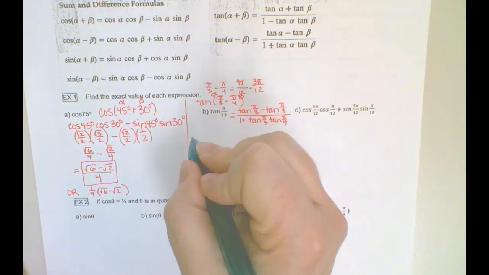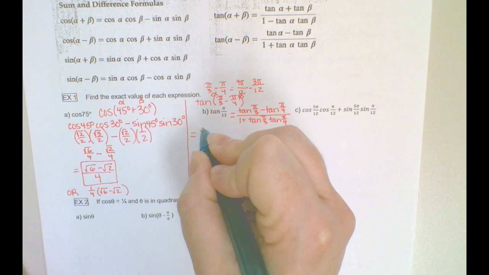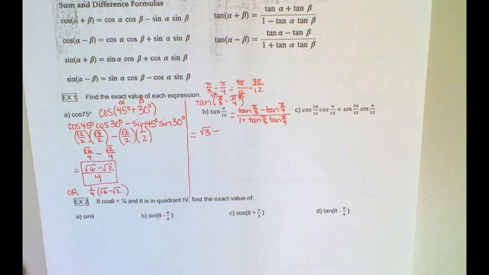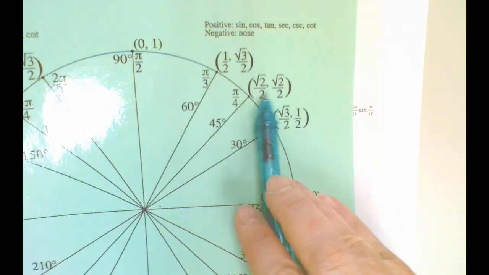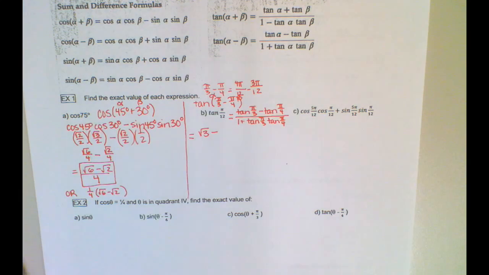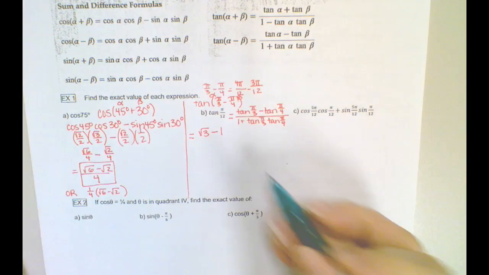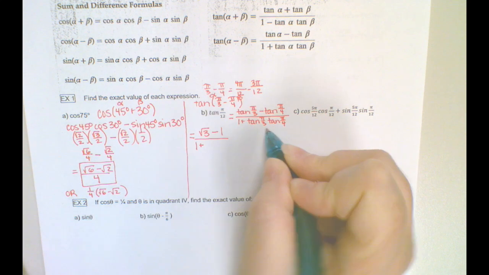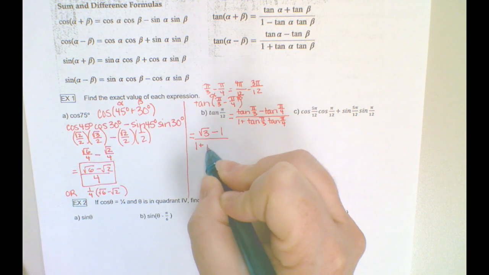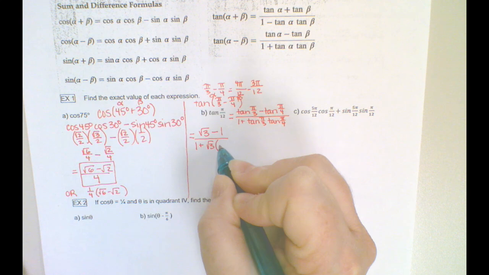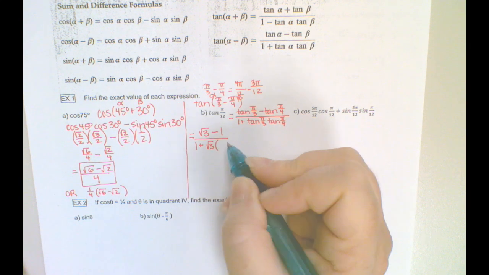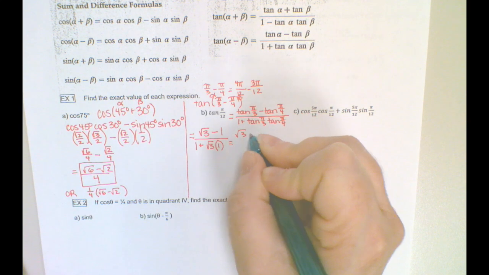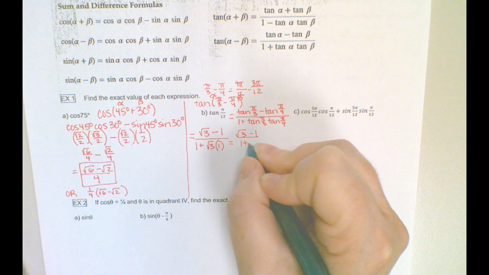So tangent at pi over 3 is equal to radical 3 minus the tangent at pi over 4. Well, at pi over 4, the sine and the cosine are the same, so the tangent is 1. So that is up here. And then my denominator, 1 plus, and then they're the same values, so it's radical 3 times 1, which obviously will just be radical 3.